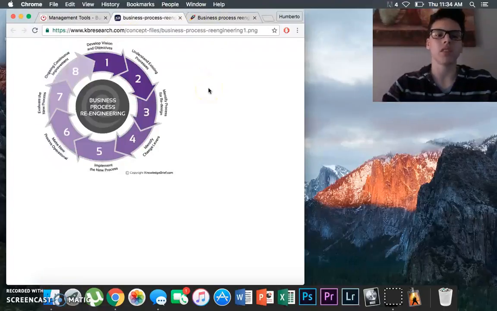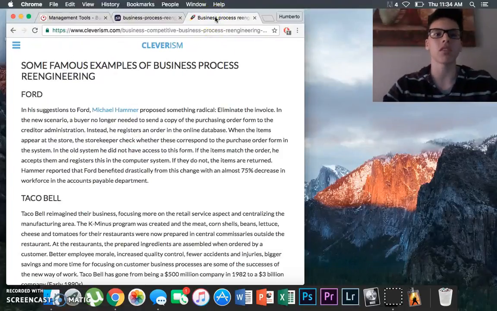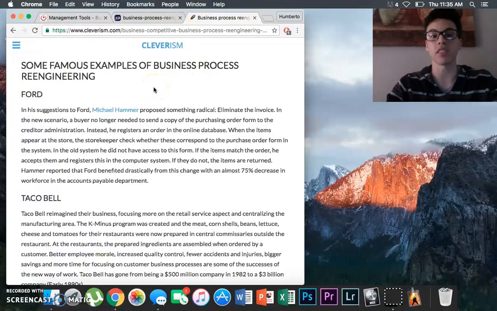So I thought to myself, well, now that you've made this whole reengineering process, is there a certain real life situation where this has been implemented? And so through more research and a couple of Google searches, I came across this Cleverism page online where I found some actual famous examples of business process reengineering, as it states right here on the heading.